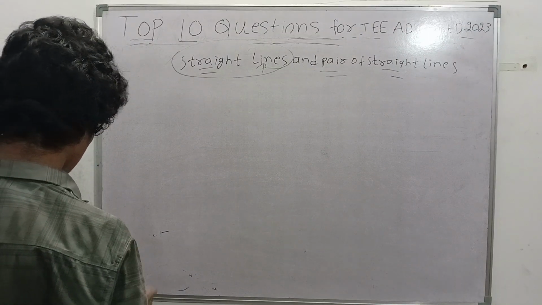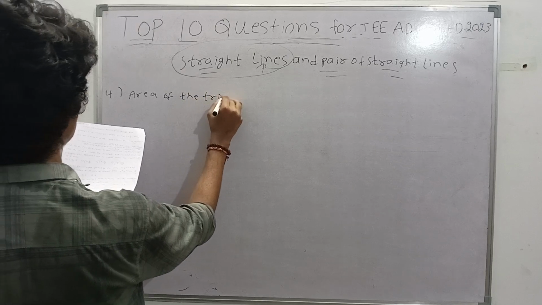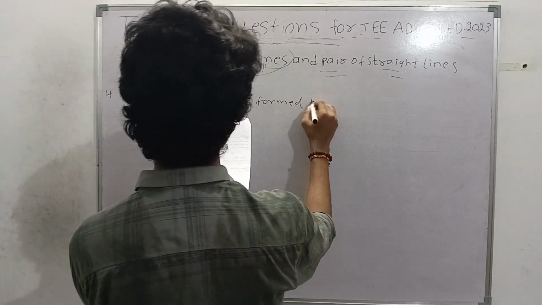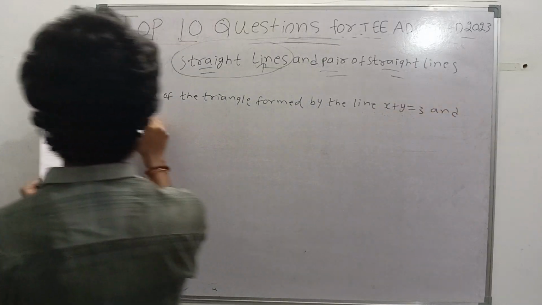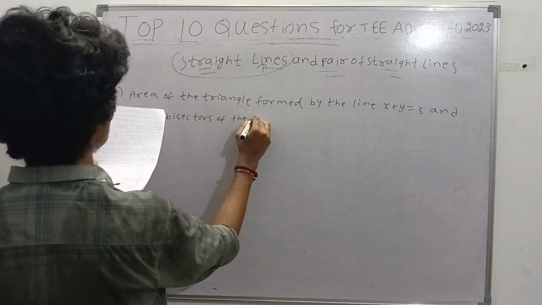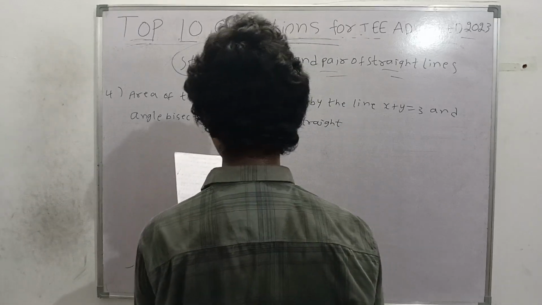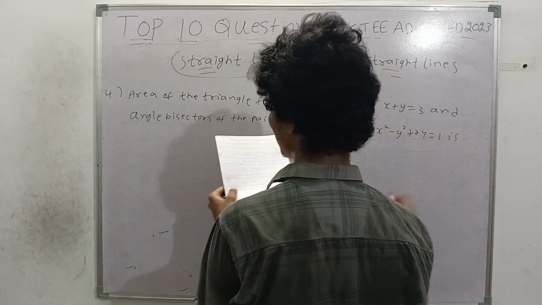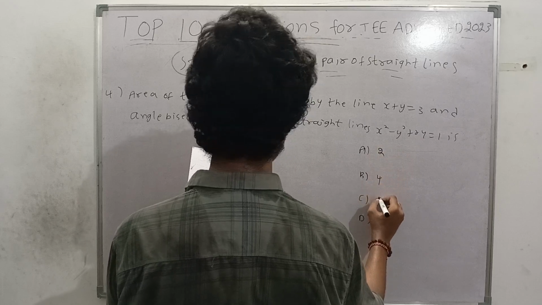Now the fourth question. Area of the triangle. The area concept is really important in the straight lines and pair of straight lines. Area of the triangle formed by the line x plus y equal to 3 and the angle bisectors of the pair of straight lines x square minus y square plus 2y equal to 1. Option A, option B, option C, option D: 2, 4, 6, 8.